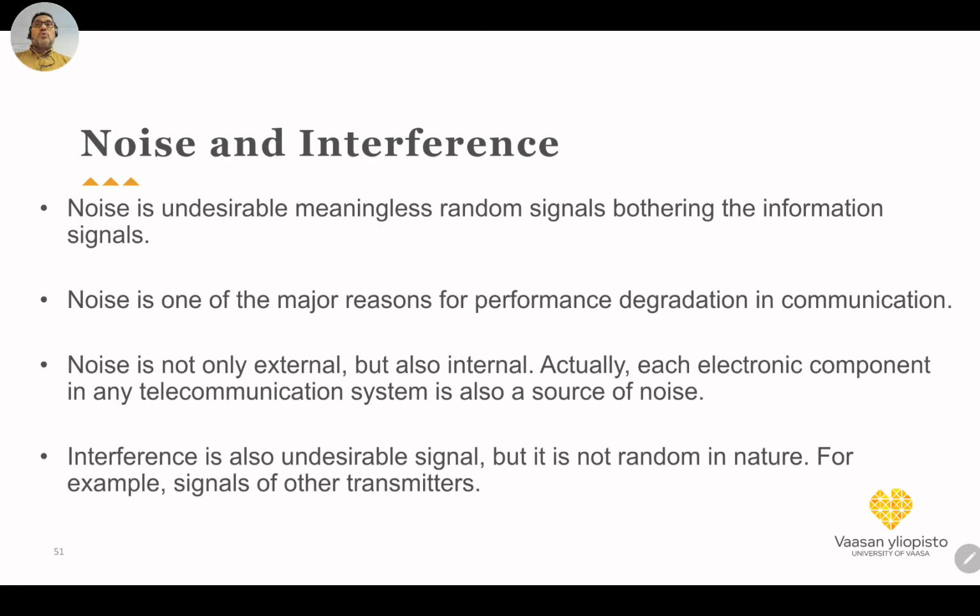And in order to know what our limitation is, how much we can achieve in this communication system because of the existence of noise. Okay, and interference is also random like noise, but it might have a meaning. For example, if we have another transmitter sending some signal, that signal can bother our transmission as well. It can also degrade the system performance.